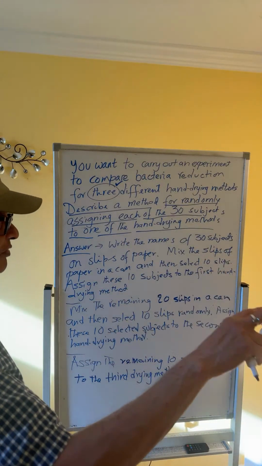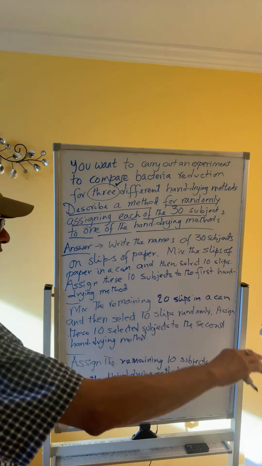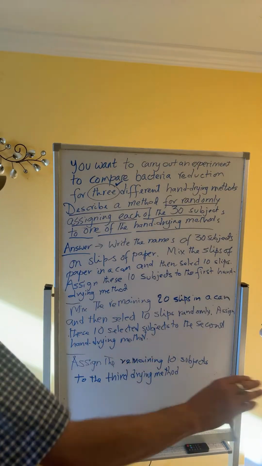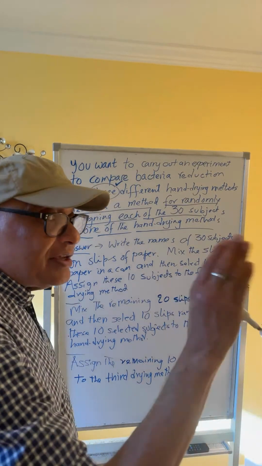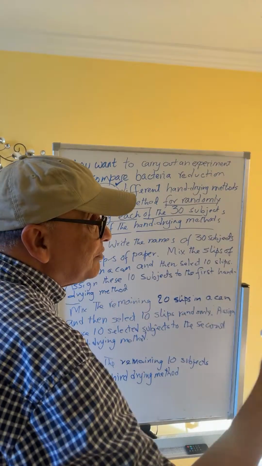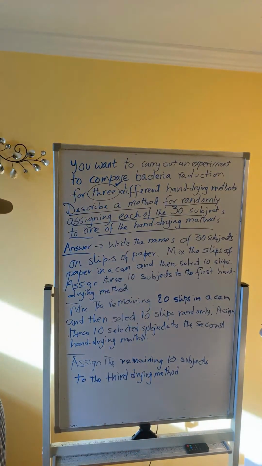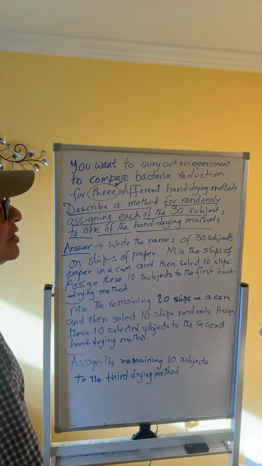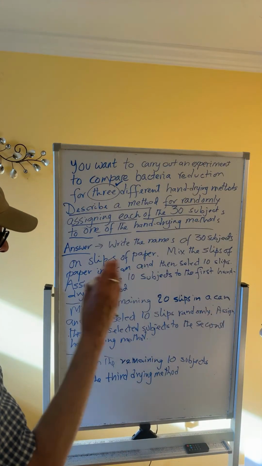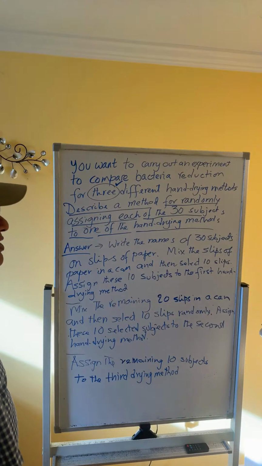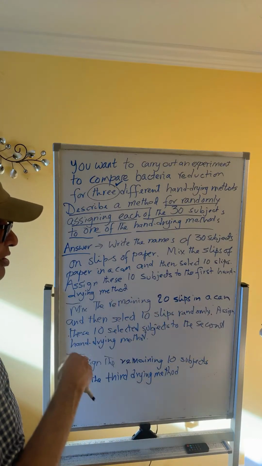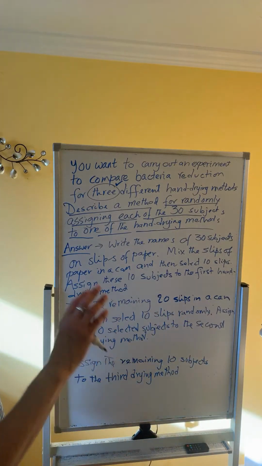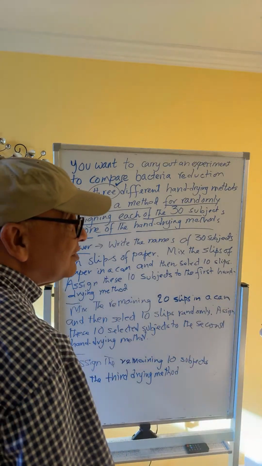Now 10 are gone, you are left with 20 slips of paper. Again put those 20 slips of paper back in the can and shake, you're shaking to mix them up. And then you randomly draw 10 slips of paper with 10 subjects' names written on them. Assign these 10 subjects that are selected in the second round to the second drying method. So 20 subjects are now gone.